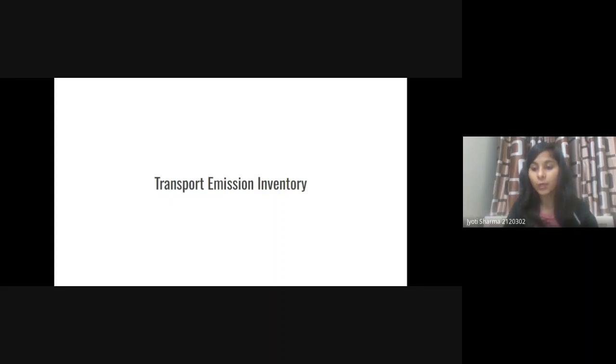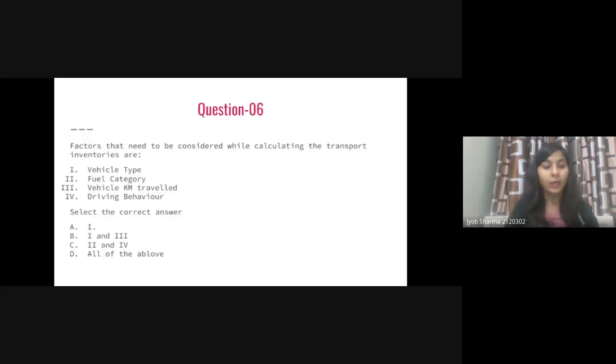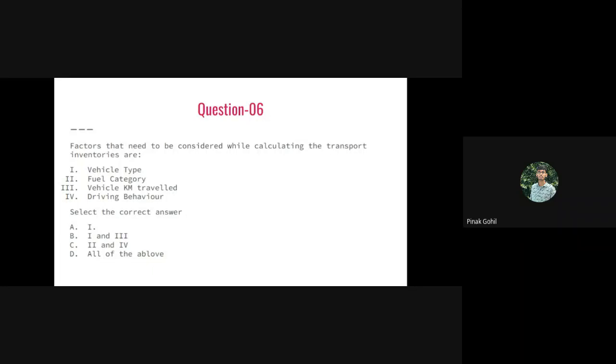Okay, so that was about your emission inventory for the agricultural sector. Now let's come to the transport emission inventory. I have one question. The factors that need to be considered while calculating the transport inventories are: vehicle type, fuel category, vehicle kilometer travel, driving behavior. And I have options: first and third, second and fourth, all of the above. Oh, the spelling of "above" is mistakenly wrong. Anyway, what should be the answer? The answer should be first and third: vehicle type and vehicle kilometer traveled.